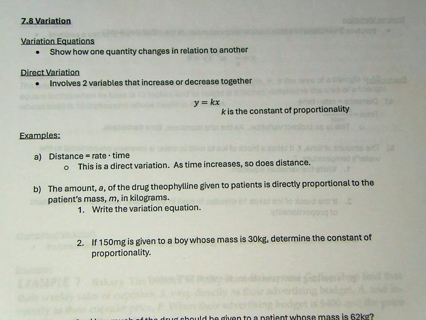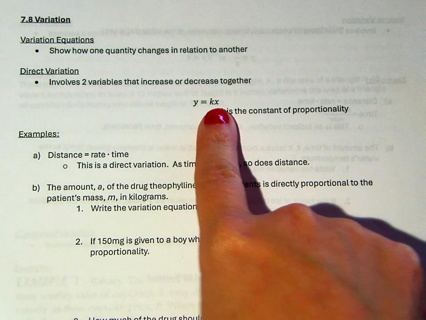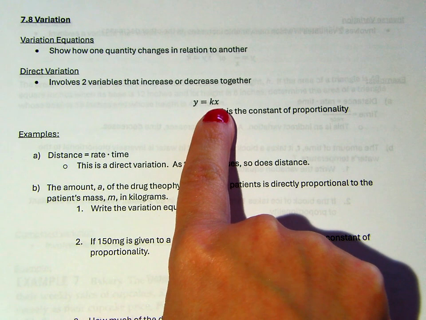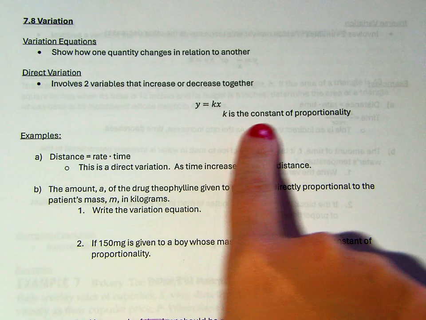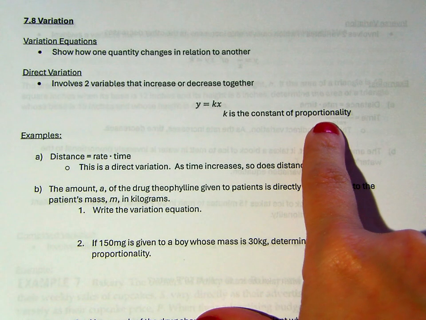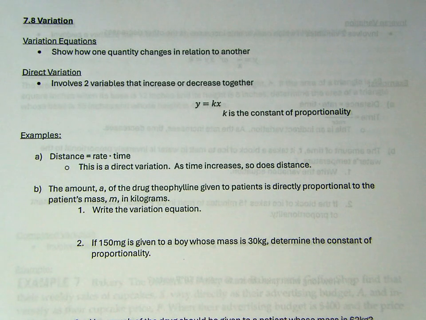So the first type of variation we have is a direct variation, and that involves two different variables that increase or decrease together at the same time. And so the very general format is going to be y equals k times x. And anytime you see this k in any of the equations today, this k is called the constant of proportionality. And so that's going to change depending on what your problem is asking for.